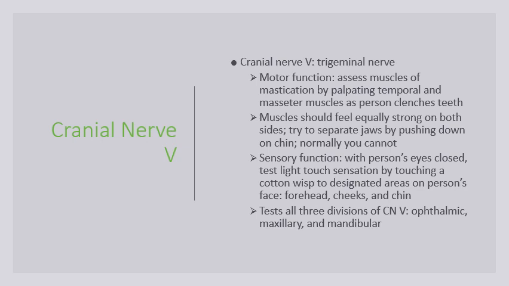The sensory function is with the person's eyes closed, they should be able to feel their forehead, cheeks, and chin if you just touch them lightly. That tests all 3 divisions of cranial nerve 5, which is the ophthalmic, the maxillary, and the mandibular. It's called the trigeminal nerve because there's 3 branches of it, tri meaning 3.